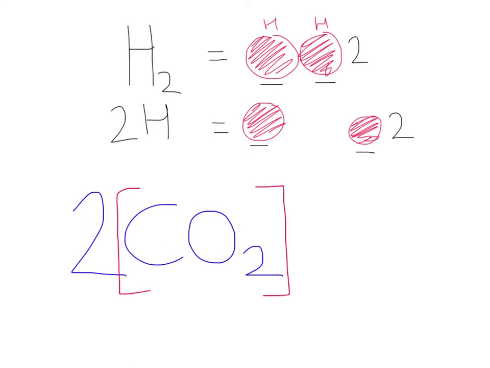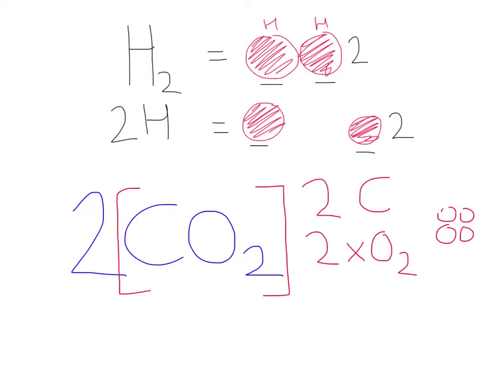So we can put brackets around like this. That would mean that we have 2 carbon atoms, 2 of the letter C, and we have 2 lots of O2. So if O2 is 2 little oxygen atoms here, and we have 2 lots, then in total we have 4. So in 2CO2 we have 2 carbon atoms and a total of 4 oxygens.